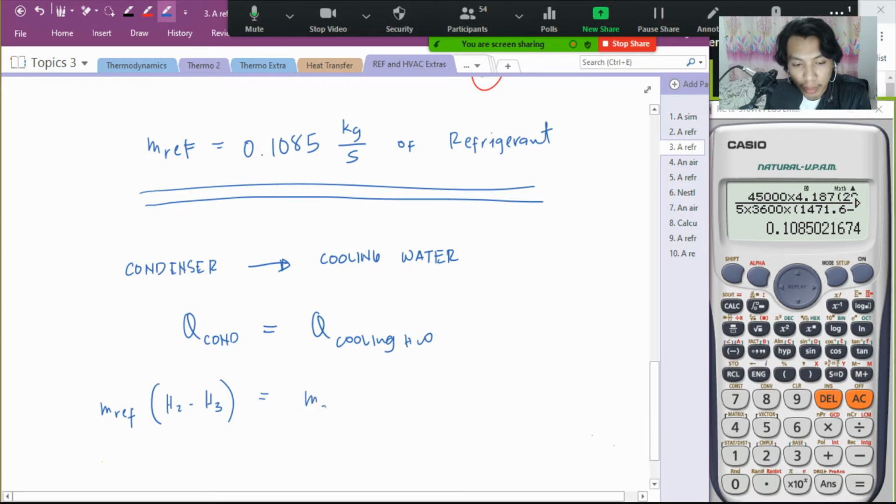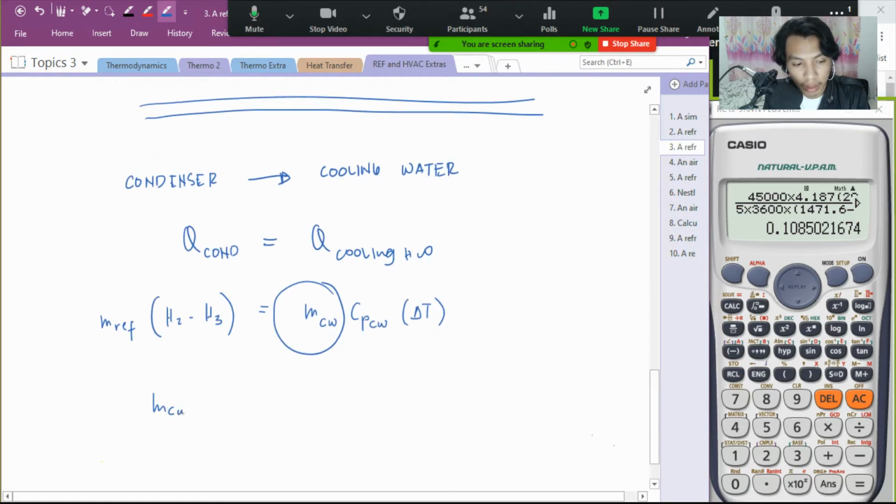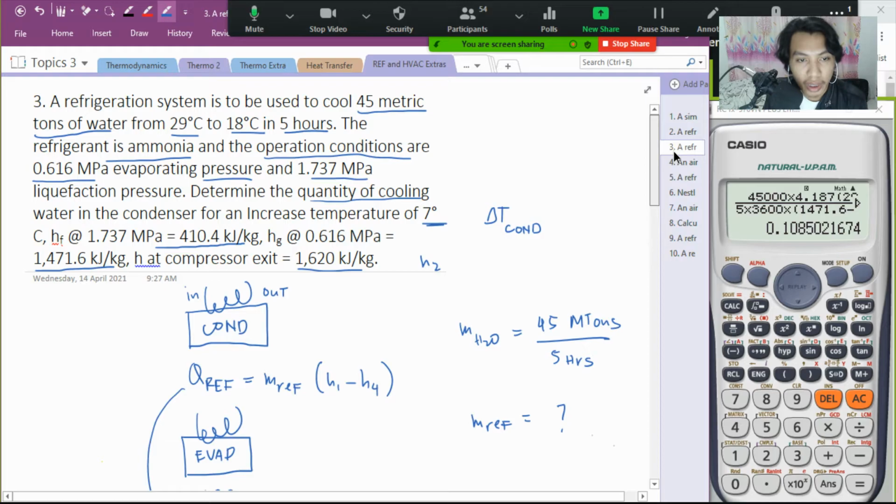Nung water mo naman, sa cooling water, CP nung cooling water, yung delta T ng cooling water. Ngayon, ang hinahanap mo diyan is the mass of the cooling water you need. So, mass of the cooling water equal to mref multiplied to H2 minus H3 divided by CP nung cooling water, delta T. Ngayon, mga given naman na 'to. Delta T natin, 7 degrees Celsius.